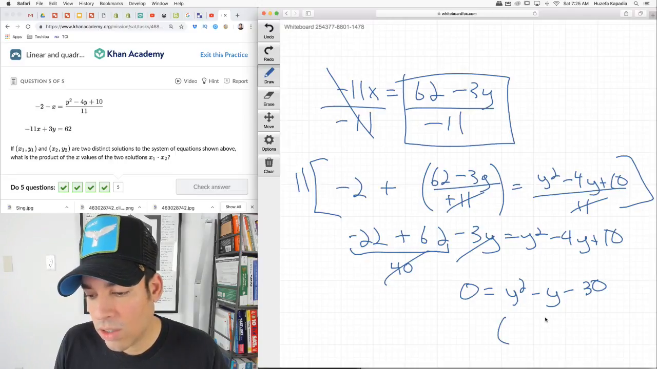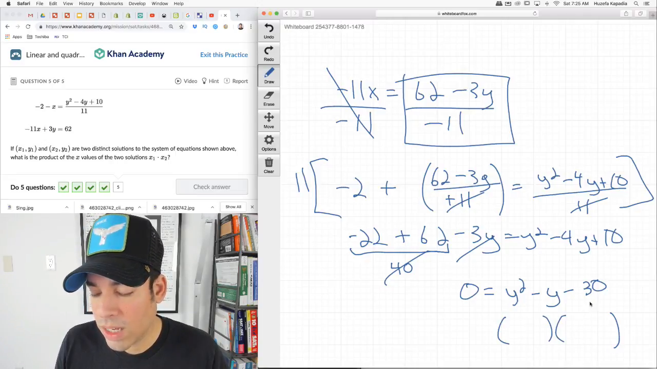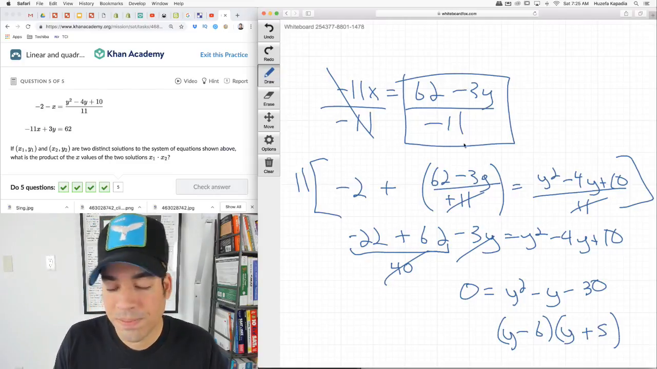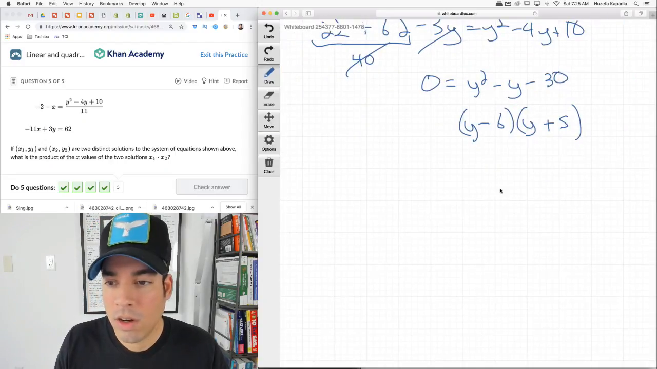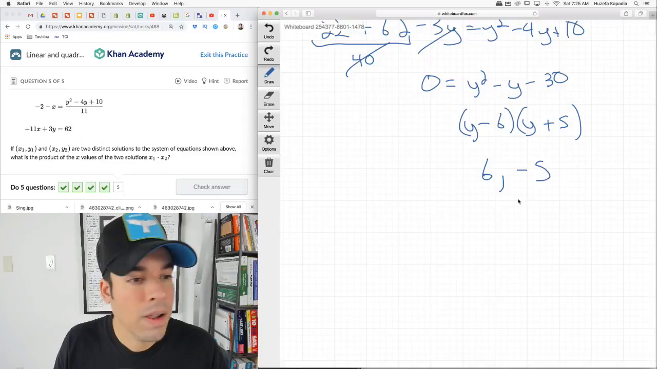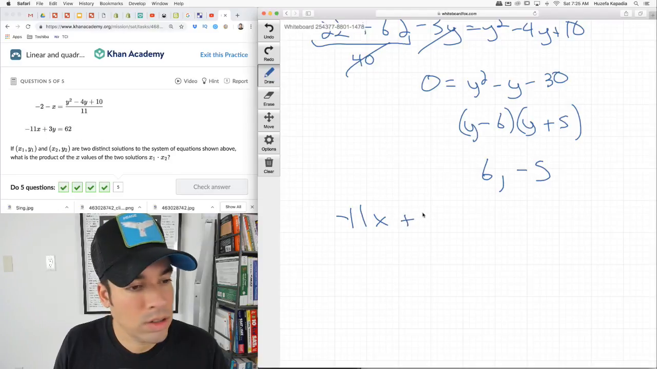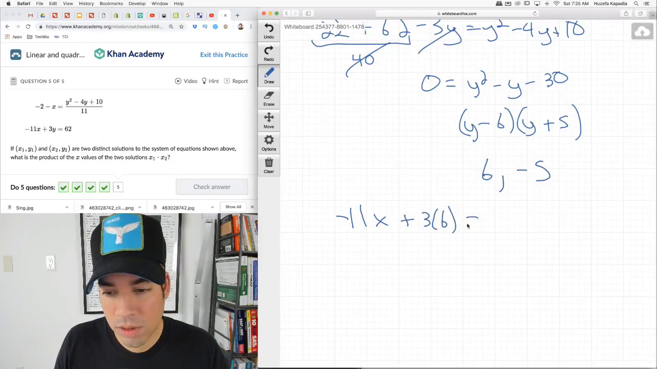And now let's factor this. Multiplies to negative 30, adds to negative 1. That's minus 6 and plus 5. Okay? So my solutions for y are 6 and negative 5. Now we plug them in here and solve for x. So negative 11x plus 3 times 6 equals 62.